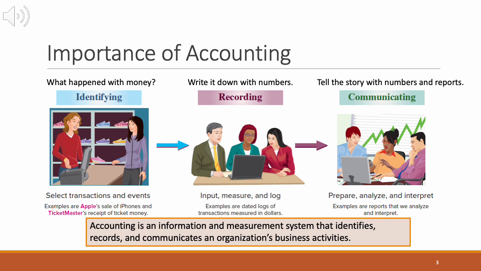Step 2 is recording. Once you know what happened, you write it down. You measure it in numbers and keep a record. At Apple, they might log sold an iPhone for $999. At our lemonade stand, it could be sold 10 cups for $10.